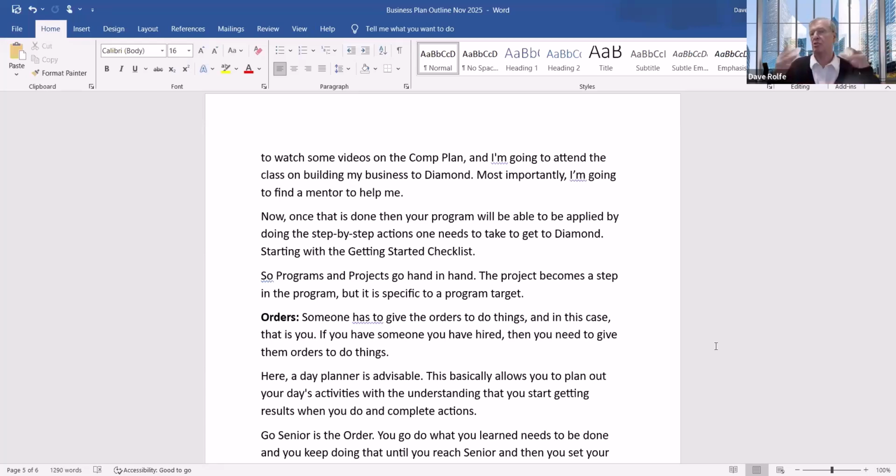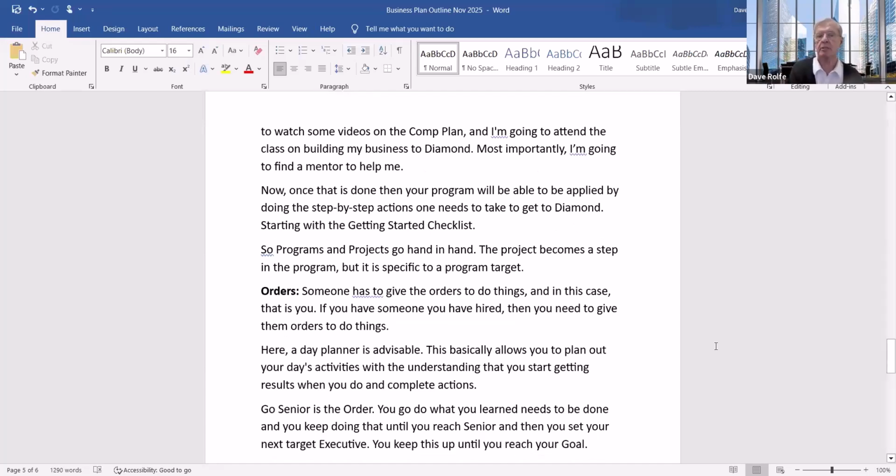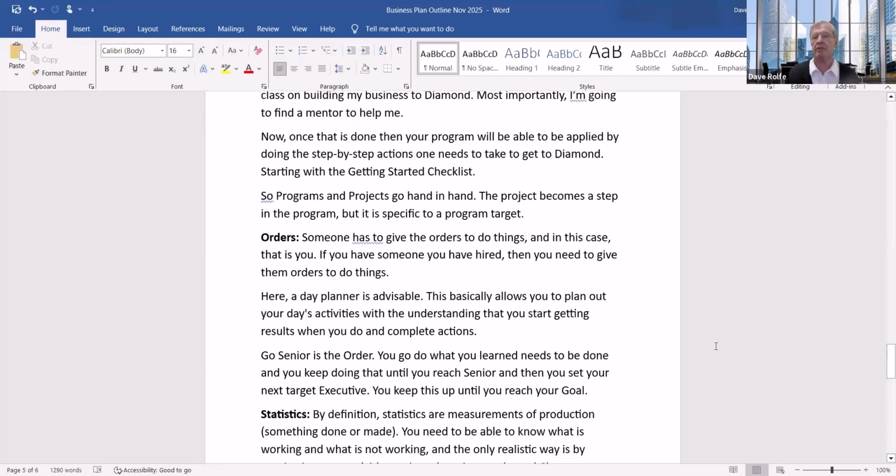And if you misunderstand most of it, you're in deep trouble. And that, again, happens here. Okay, here's the next thing on the business plan: orders. Someone has to give the orders to do things. So you create the plan and say the first step on the plan is go senior. Okay, well, give yourself the order to go senior.